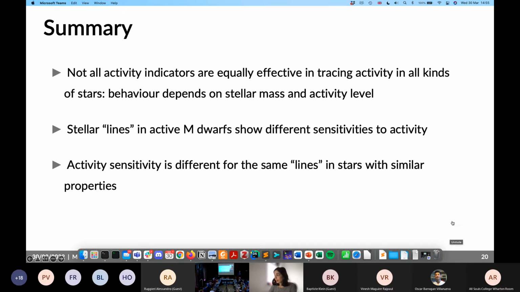So did you, or are you able to see that some lines are much more affected by activity than others? Were you able to investigate further if those lines had some specific physical properties? I don't know, line depths, as an approximation, or Landé factor, whatever. Or also the shape of the line, the morphology of the line. Were you able to go more into the depths of why some lines are affected and not some others?